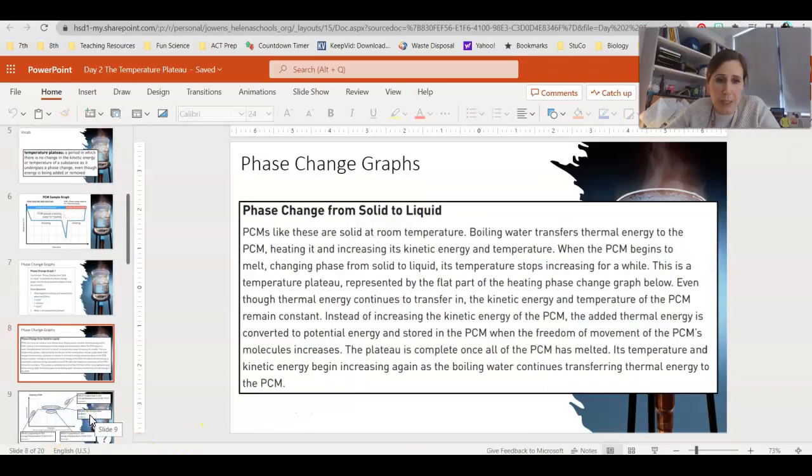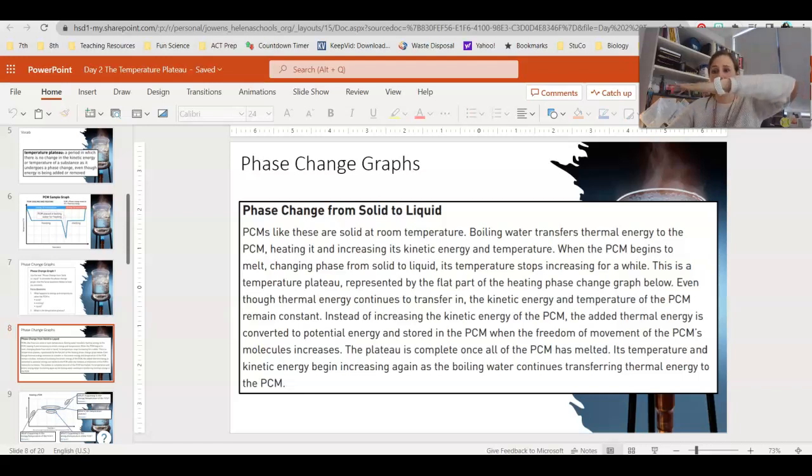So first thing you guys want to read is this little blurb on slide 8, phase change from solid to liquid. PCMs like these are solid at room temperature. Boiling water transfers thermal energy to the PCM, heating it up and increasing its kinetic energy and temperature. When the PCM begins to melt, so that's going to kind of mark the start of our temperature plateau, changing phase from solid to liquid, its temperature stops increasing for a while.